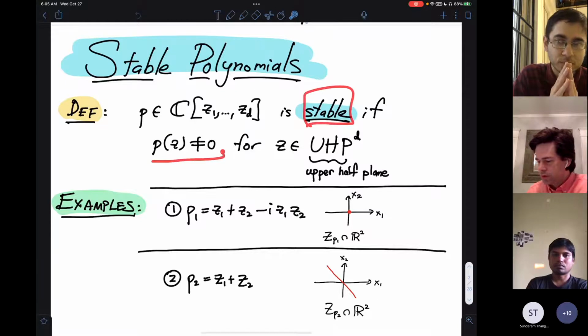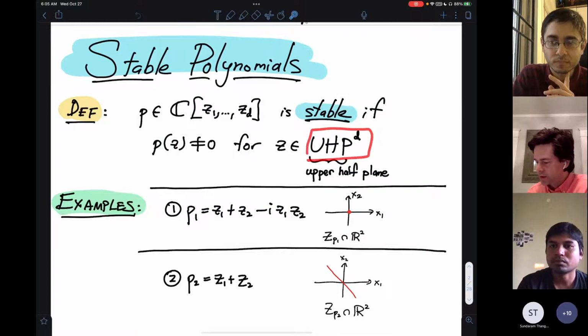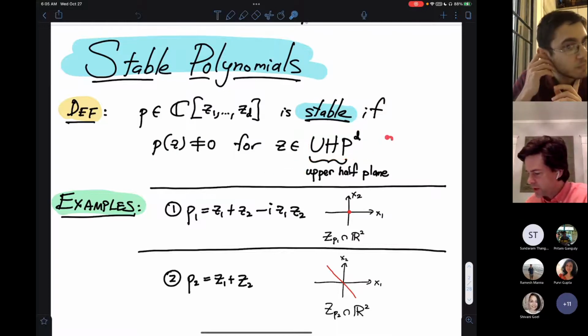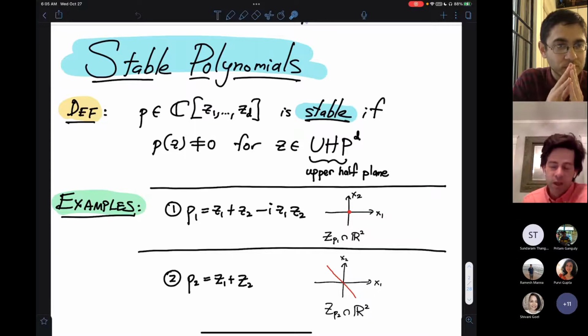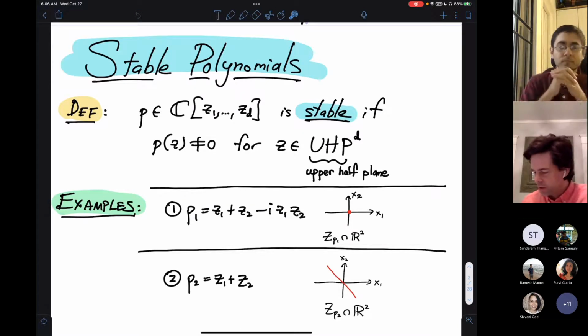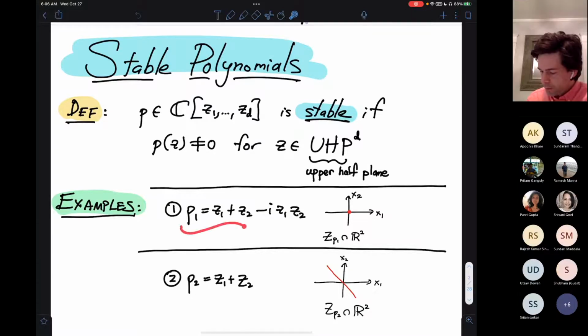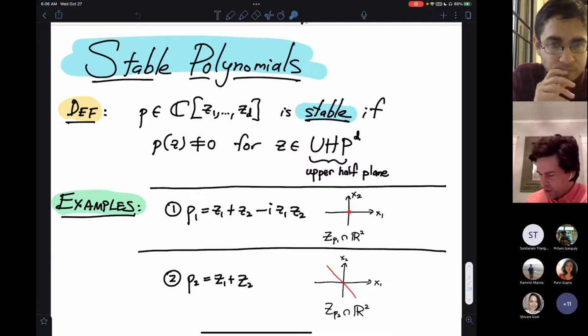So a stable polynomial, I'm going to stick with a certain category of these. A polynomial is stable if it has no zeros in the product of upper half planes. This is just the upper half plane inside of C, and I'm looking at the product of upper half planes in C^d. You can consider variations on this definition, like polydisks, or closed upper half planes, and all sorts of different things, but this is just what I'll do for now. And just some key examples to start out are this first polynomial, z1 plus z2 minus i z1 z2. It has no zeros in the product of upper half planes, which you could just check. It's not obvious from the definition, but you can do it.